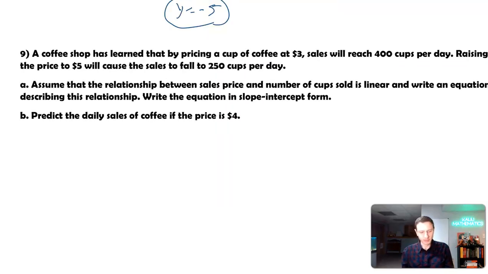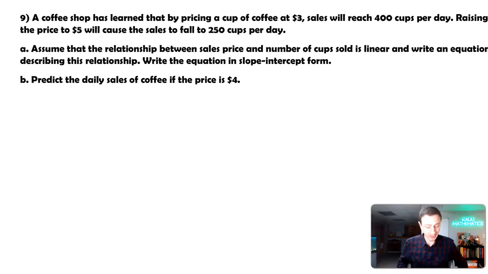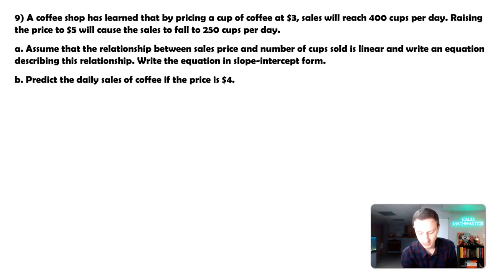All right, I think this is the last one. Yeah, last one, a nice little application question. Number 9: a coffee shop has learned that by pricing a cup of coffee at $3, sales will reach 400 cups per day. Raising the price to $5 will cause the sales to fall to 250 cups per day. Assume that the relationship between price and number sold is linear. Write an equation describing this relationship.